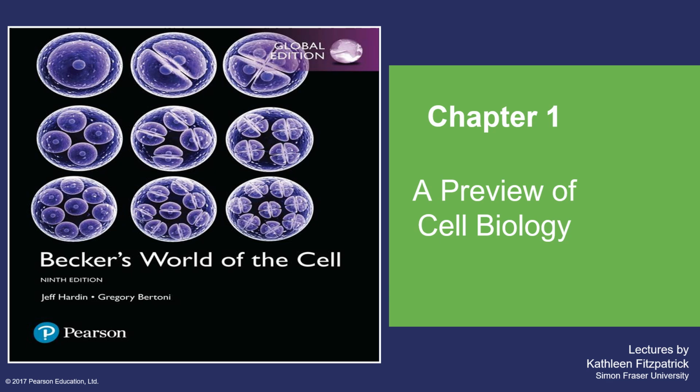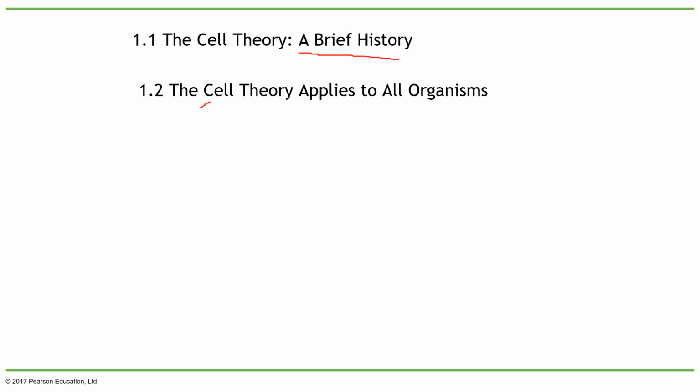Welcome to our cell biology course, and let's start right now with chapter number one, a preview of cell biology. We're going to talk about six main topics in this class. In the beginning, we're going to cover a brief history of the cell theory. So we're going to talk about microscopy and the progress in microscopy that was needed for the development of the cell theory. And we're going to talk about what the cell theory is.